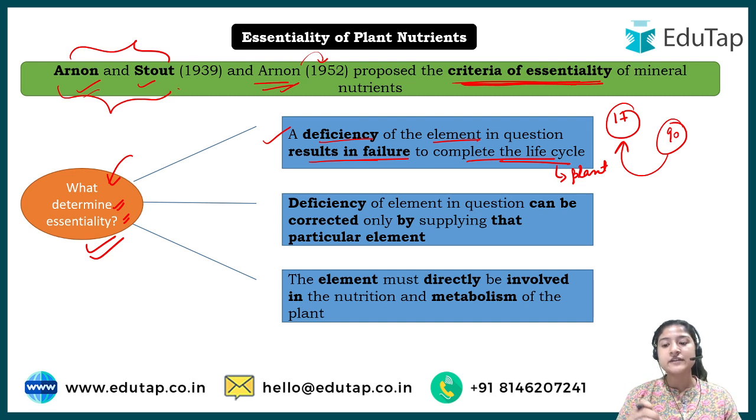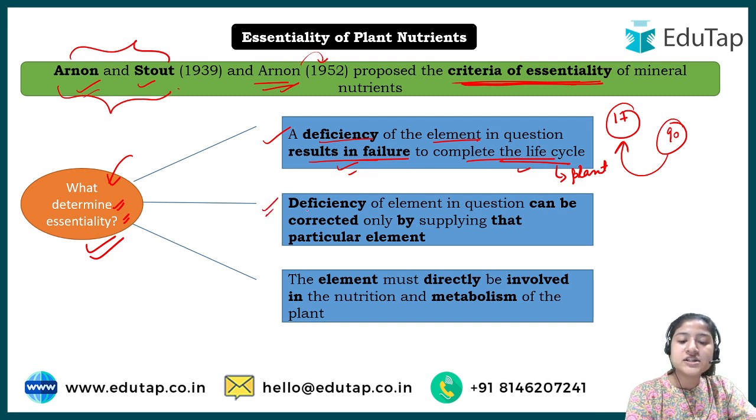Similarly, if this plant does not have that particular nutrient, the plant would not be able to complete its life cycle. So such elements, whose deficiency causes the failure in completing the life cycle, they are known as what? They are known as essential elements.